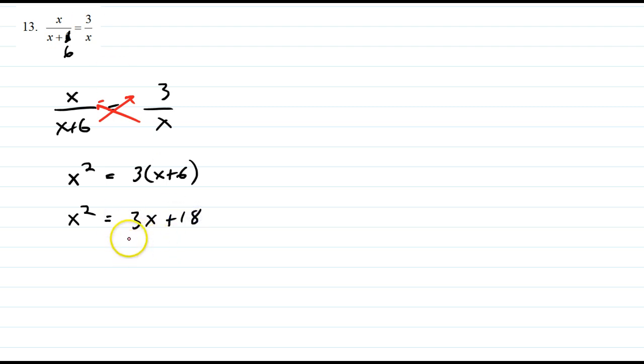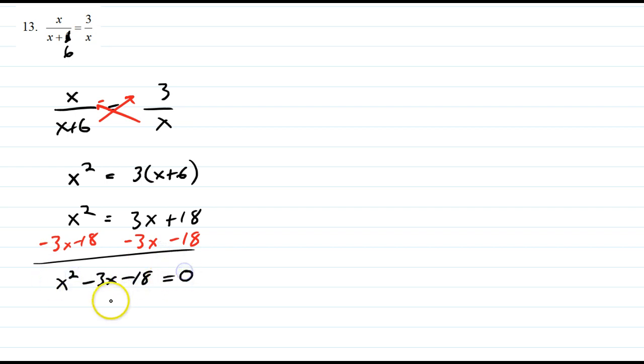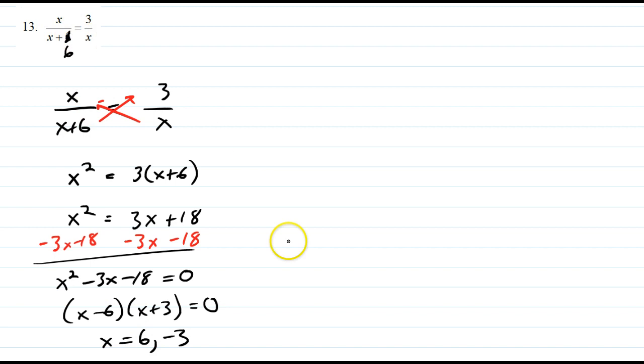So we want to make this 0, so we're going to move this over because we want to keep our x squared positive. And so this becomes x squared minus 3x minus 18 equals 0. So we get x minus 6, x plus 3 equals 0. So x is 6 and negative 3. Go back and make sure 6 can be plugged in, which it can. Negative 3 can be plugged in. So x equals 6 and negative 3 is our solution.